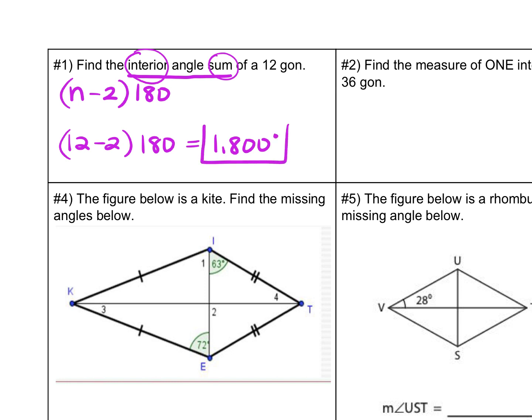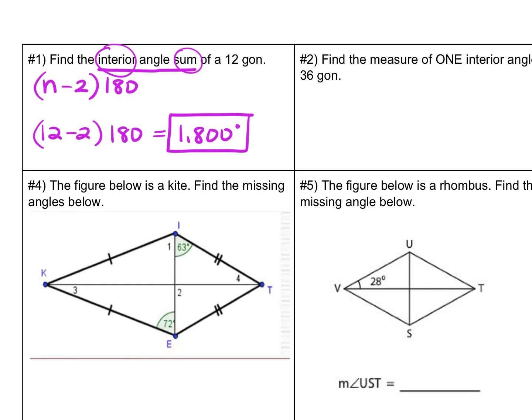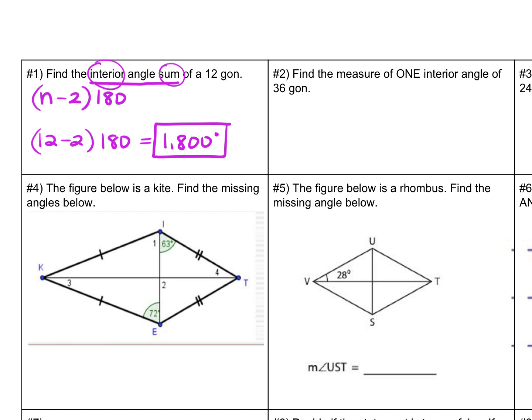1,800. 10 times 180, yeah. So 1,800 degrees is the sum. That's the total, right? Add them all together, you get 1,800 degrees. What's the difference then if they say find the measure of one interior angle? Technically, this should say of a regular 36 gon. You divide by 12. You divide, right?